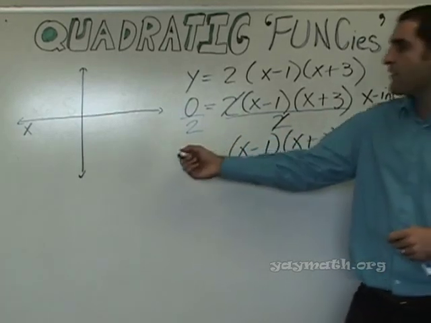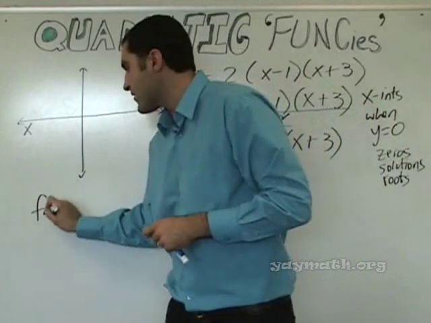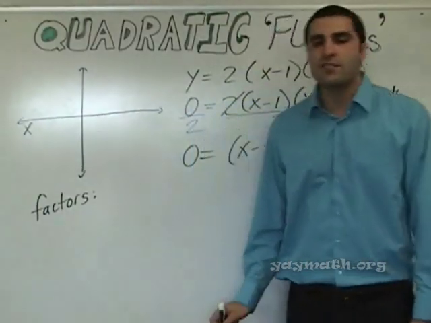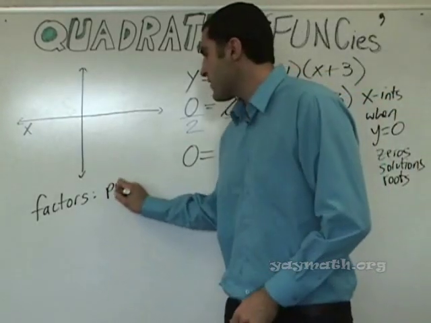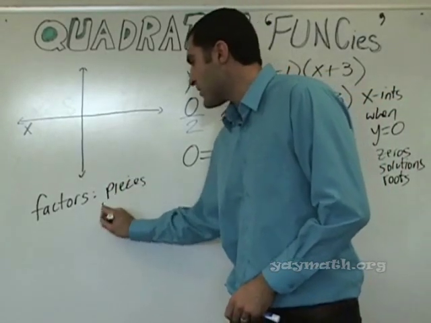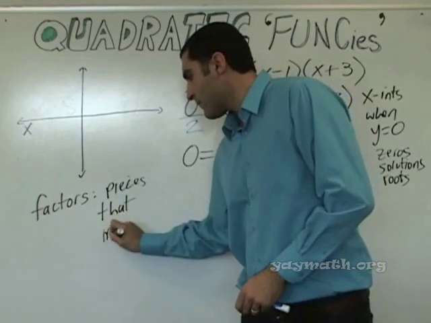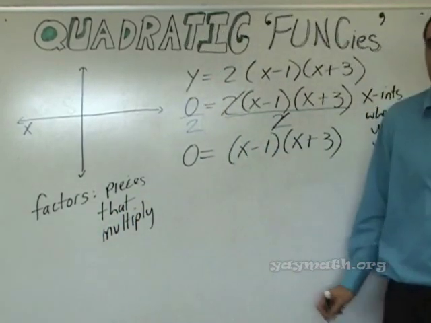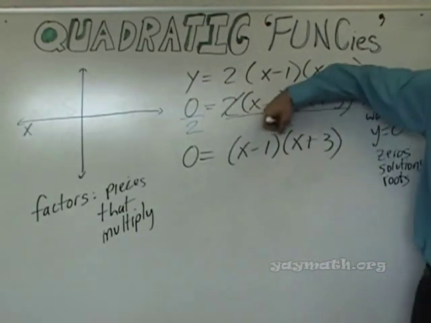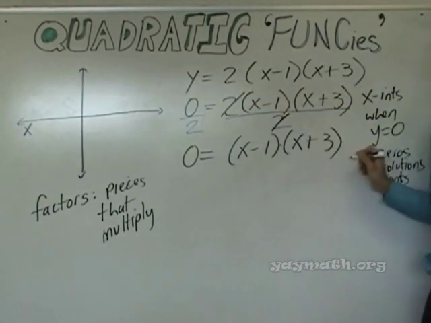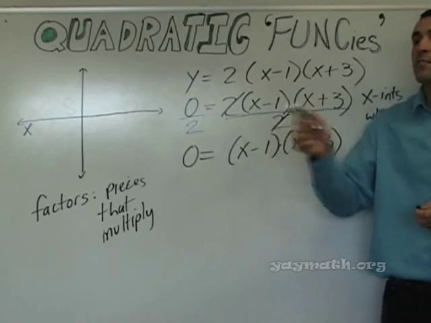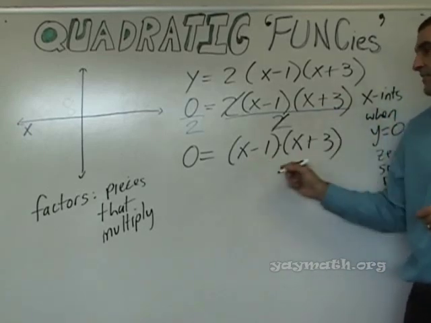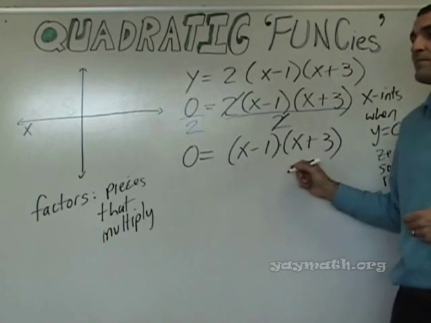I think it's a good idea for you guys to write down factors. In my best judgment, factors are pieces that multiply. So these are 2 pieces that multiply indeed. This is a piece, and we have times, this is a piece. So I see 2 factors. What are the 2 factors, please?